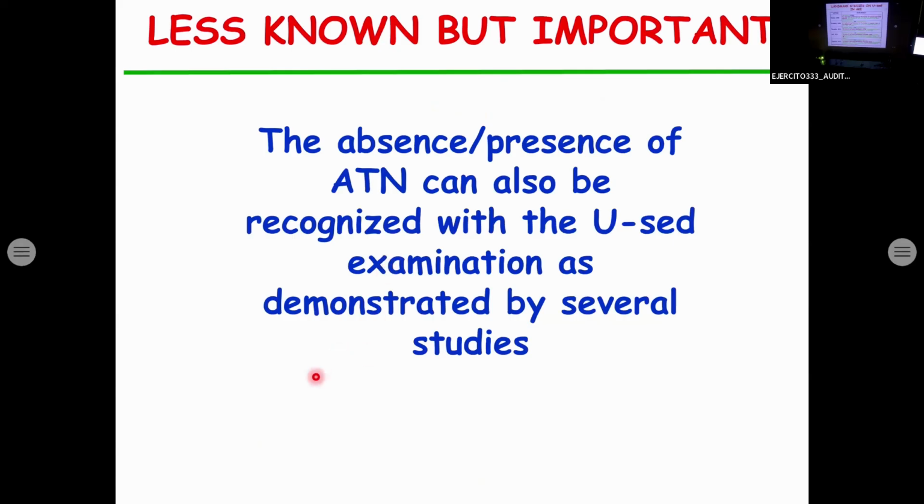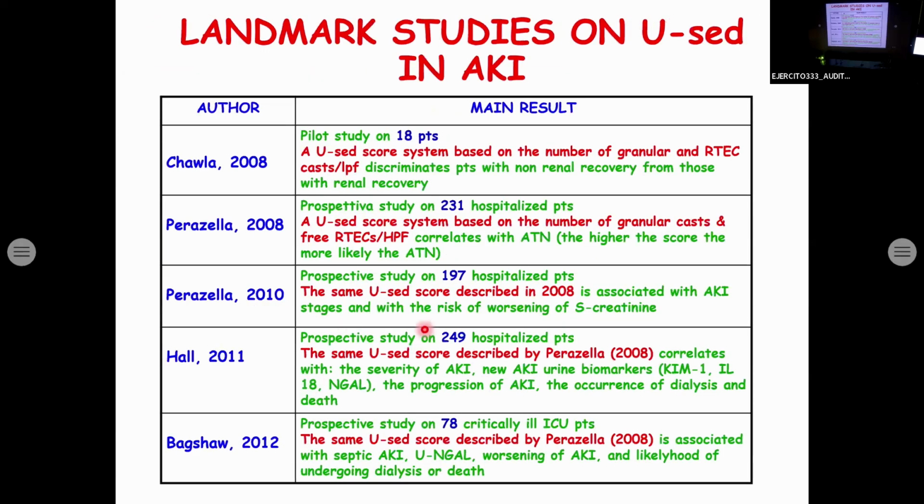Which studies? Here we have landmark studies on urine sediment in acute kidney injury. Chawla, 2008, from the United States, a pilot study on 18 patients. He used a urinary sediment score based on the number of granular casts and renal tubular epithelial cast per low power field.